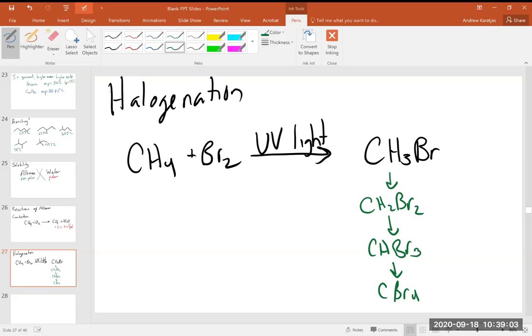And why would we want alkyl halides? Well, alkyl halides have a lot of use in labs as solvents. They've been used for many years as refrigerants, chlorofluorocarbons. And then in the lab, once we've made an alkyl halide, we can easily convert that into a lot of other different functional groups.